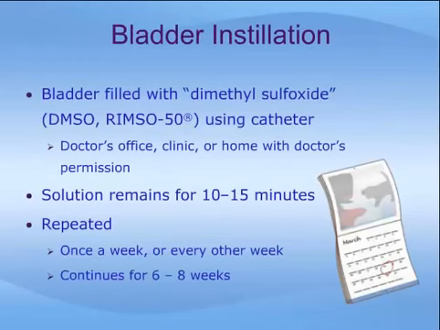Bladder instillation involves inserting a thin tube called a catheter into the bladder. The bladder is then filled with a solution called dimethyl sulfoxide, or DMSO. Some doctors will create a so-called cocktail by adding other agents to the solution, depending on their preference.